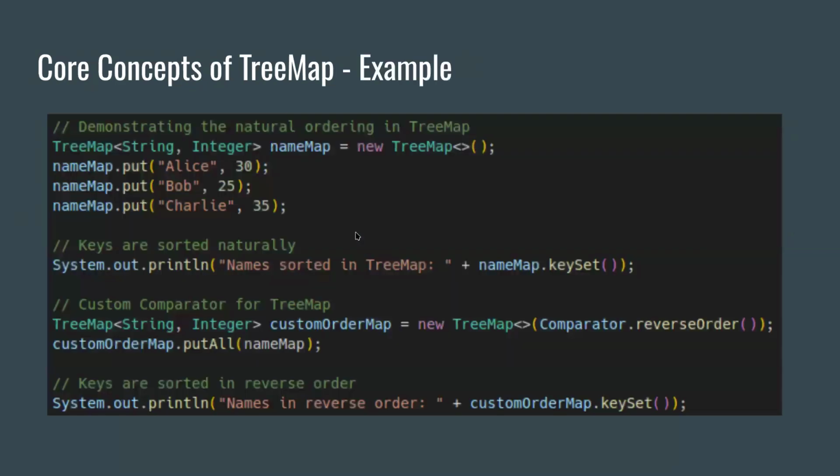So here is an example of creating a tree map, and then by printing these, we can see that the keys are sorted naturally, and this is how you can use a custom comparator for tree map, and you can see that keys are sorted in reverse order when you call the comparator.